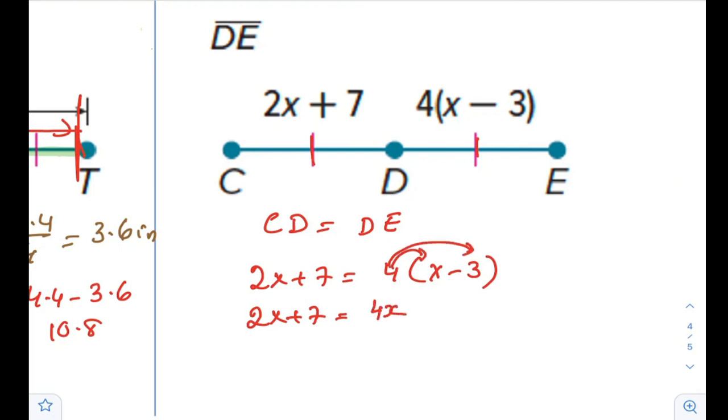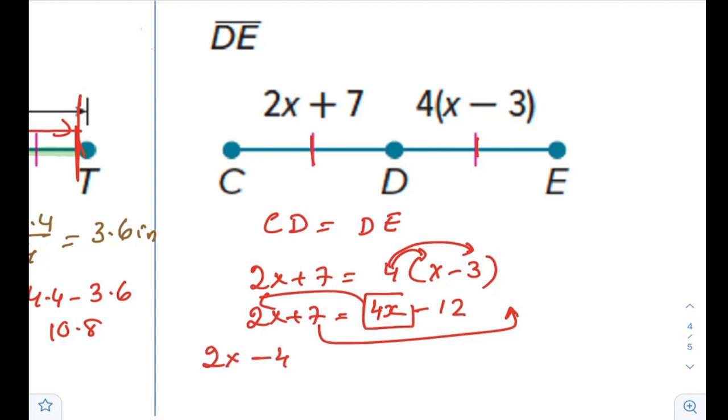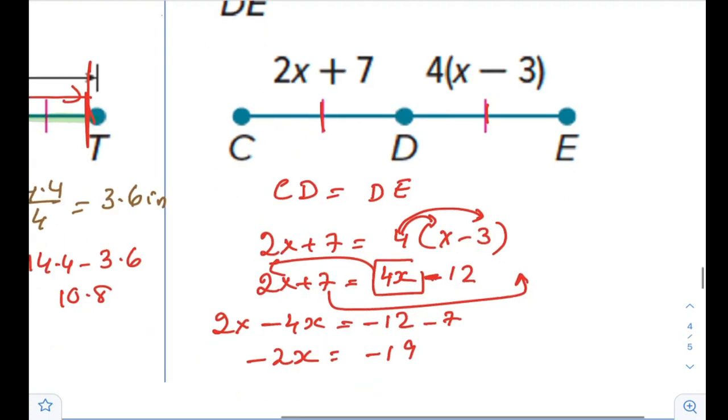4 times x is 4x. 4 times 3 is 12. And now combine like terms. Take the x's on one side and the numbers to the other side. Remember, change the sign when you move from one side to another side. So it will be 2x minus 4x equals negative 12 remains, 7 positive goes negative 7. So we have negative 2x equals negative 19. Divide by negative 2 to have x only, so it is 9.5.